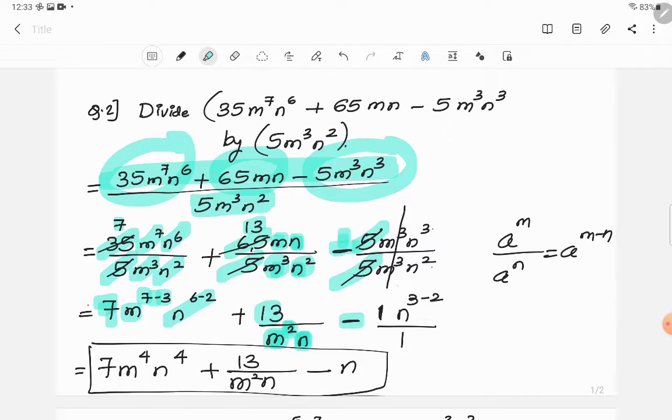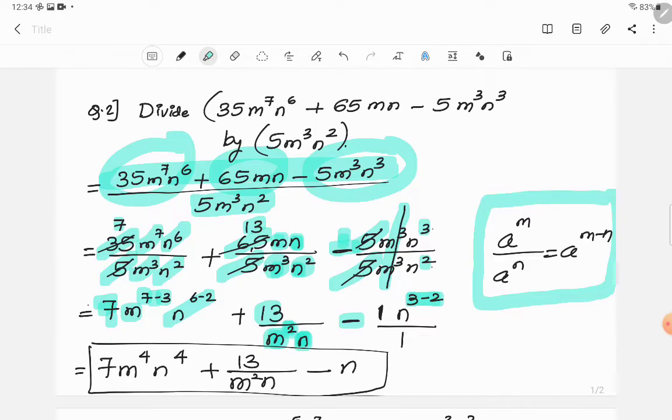Okay, so 5 had got cancelled, m cube had got cancelled, n to the power 3 minus n to the power 2 using the quotient law, right? So we write the quotient law on the right: a to the power m divided by a to the power n is equal to a to the power m minus n. You could do the same problem by expanding.